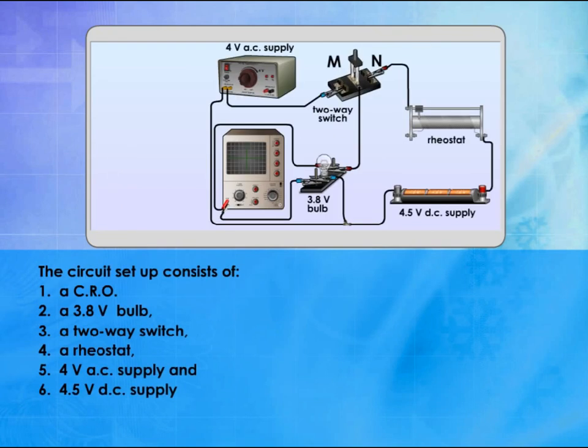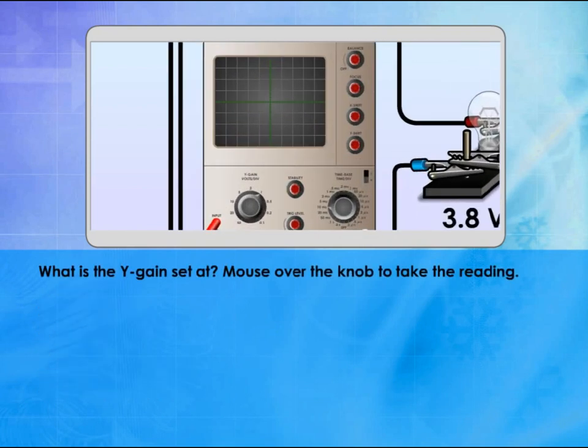The circuit setup consists of 1. A C.R.O. 2. A 3.8 volt bulb. 3. A two-way switch. 4. A rheostat. 5. 4 volt AC supply, and 6. 4.5 volt DC supply. What is the Y gain set at? Mouse over the knob to take the reading.